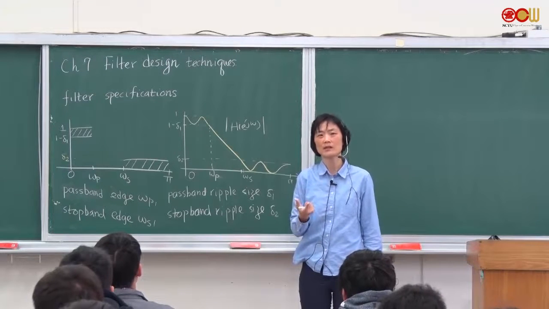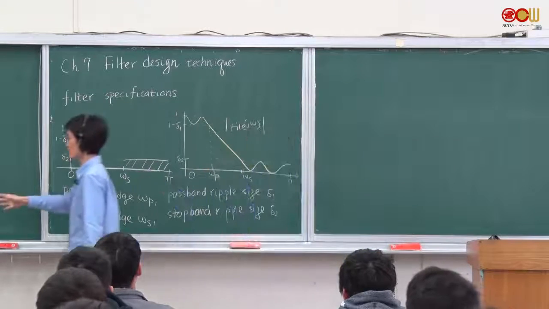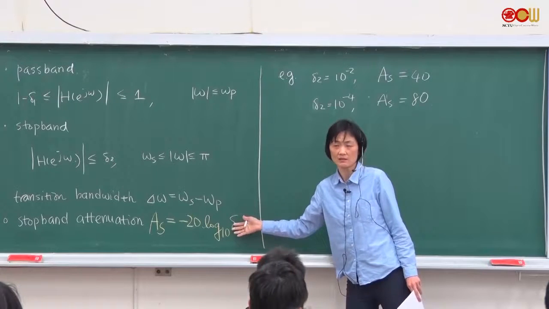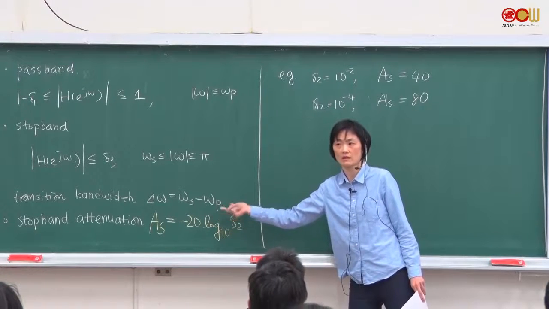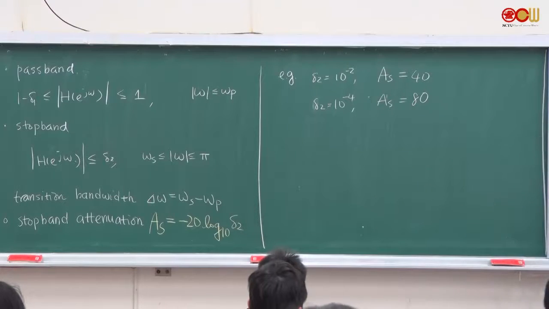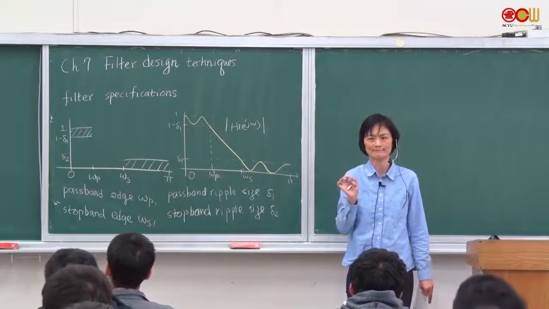Why do we want to look at it on the log scale? Well, that's something similar to this. This is stop band attenuation, which is basically the ripple size in log scale with a minus. Why do we bother with log scale? Why don't we just look at it like this? What's so special about log scale?